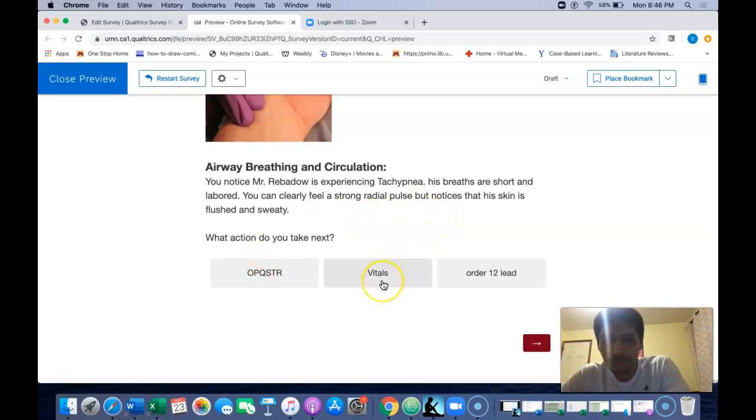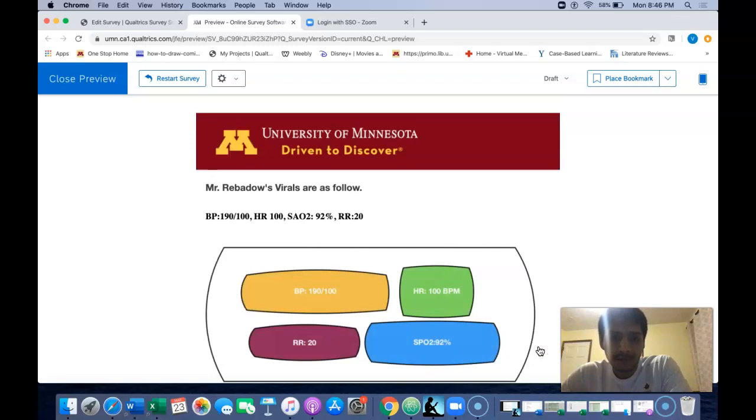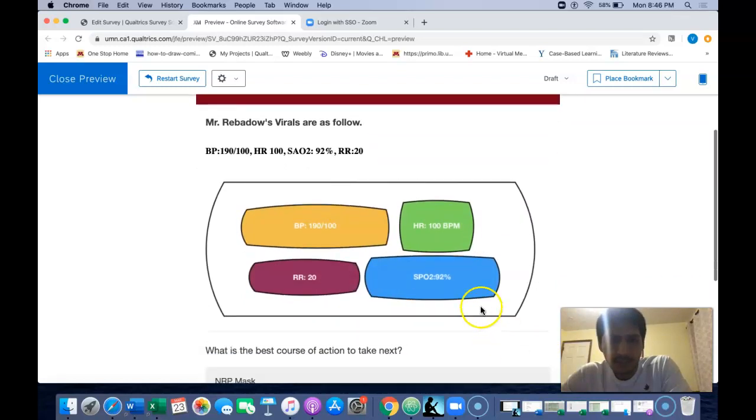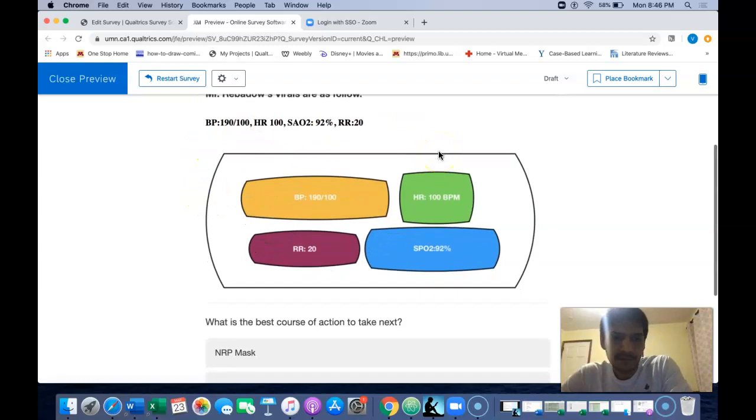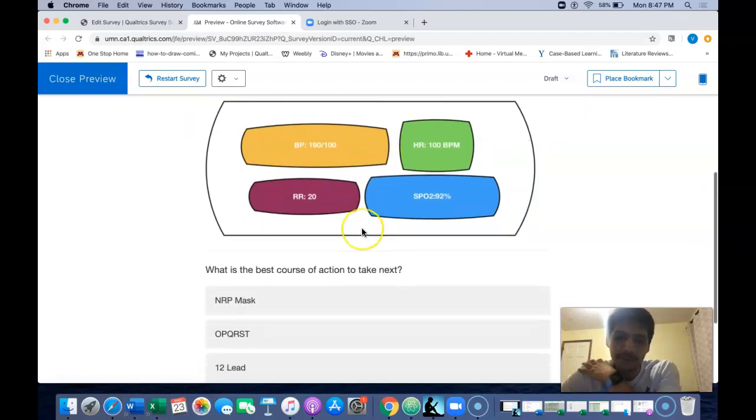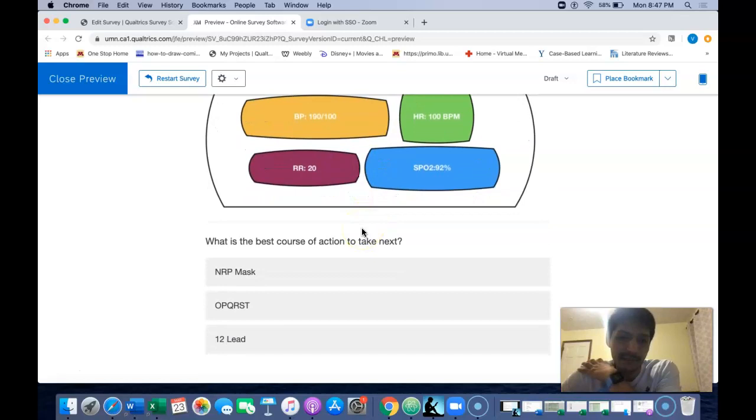In this case, we would want the students to take the vital signs. And then we go to vitals. Now we have a very crude drawing of a vital sign monitor that I put together using Keynote, as well as the vitals up here so they're a little bit easier to read: blood pressure, heart rate, oxygen, and respirations. Based on this information, medical students should be able to pick the appropriate next course of action.